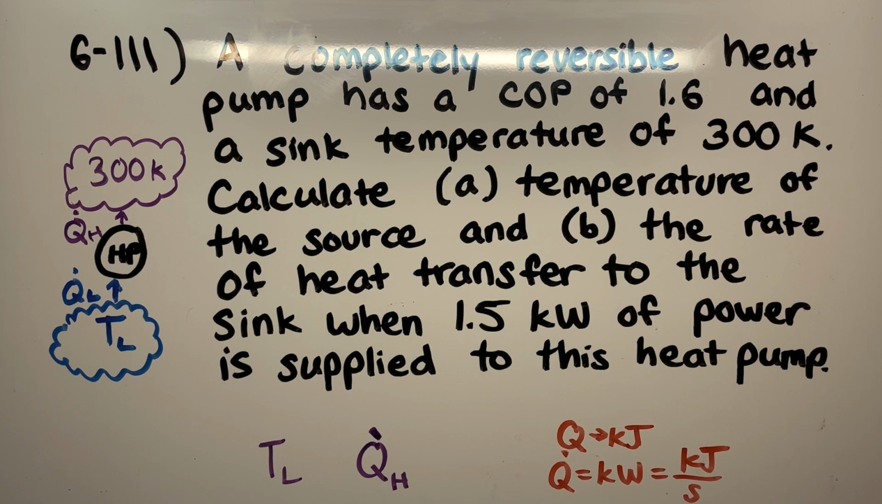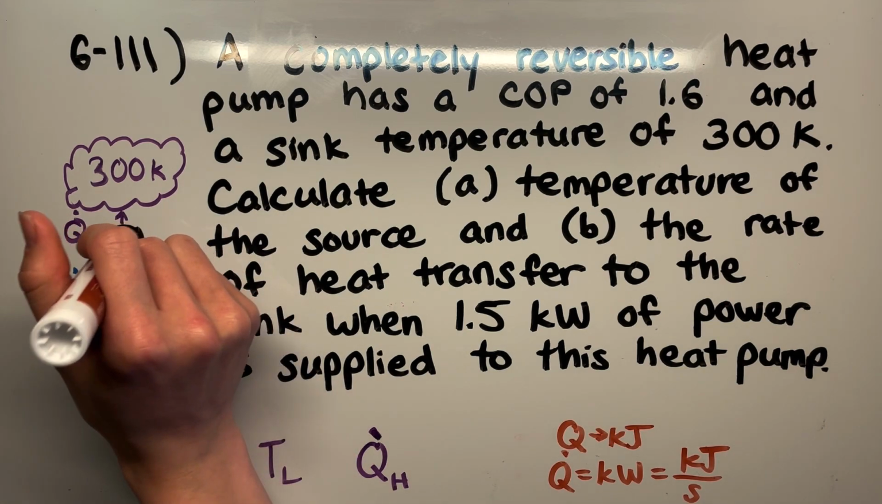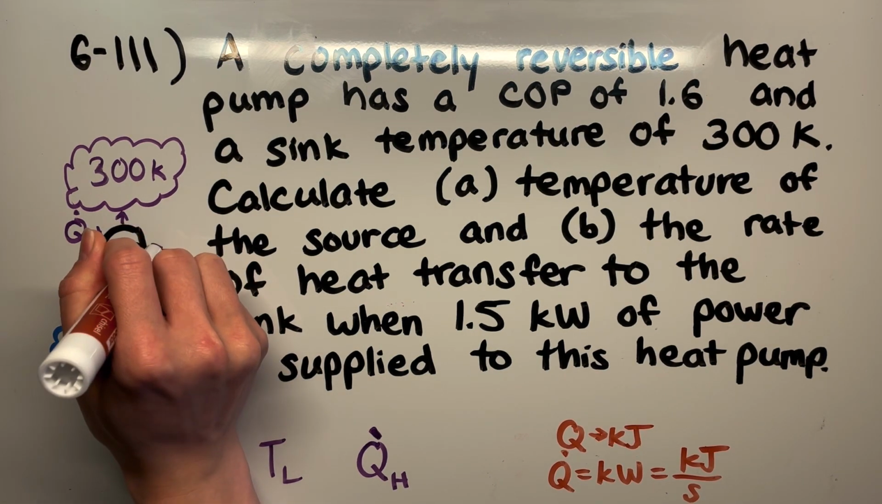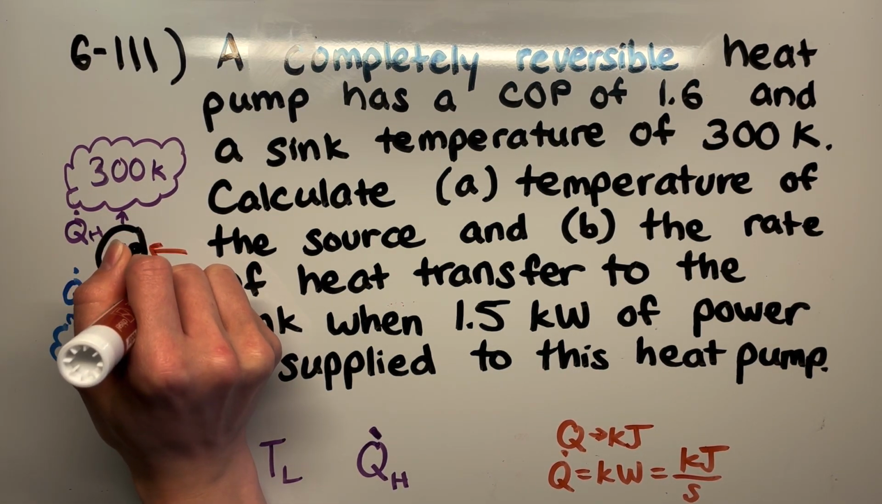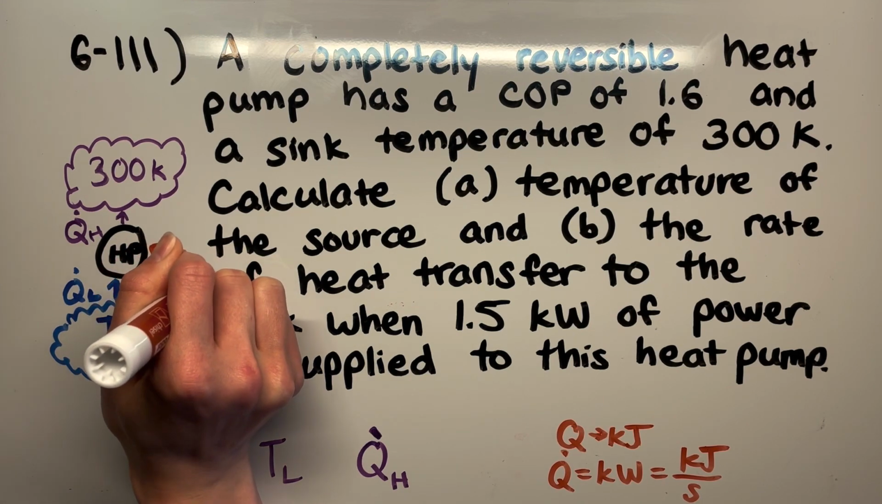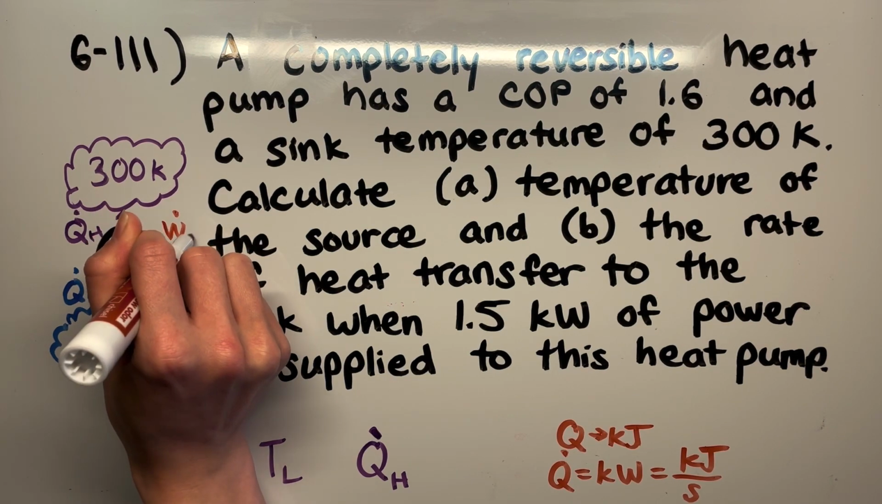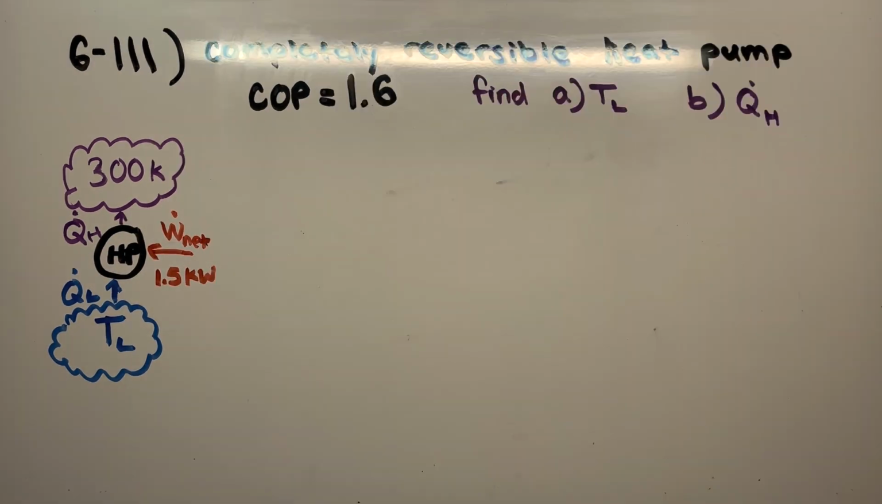And then, in addition, in this problem, we have work coming into the system. We have 1.5 kilowatts of work going into the system right here, with the notation W dot net. We have a completely reversible heat pump, so that gives us enough information to find equations to use.